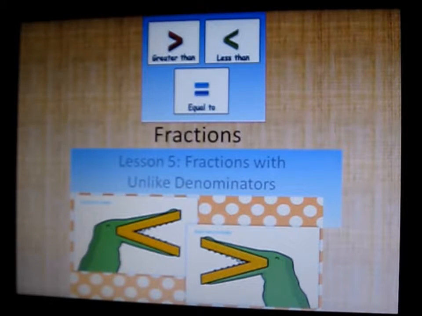Fractions, Lesson 5. Fractions with unlike denominators.